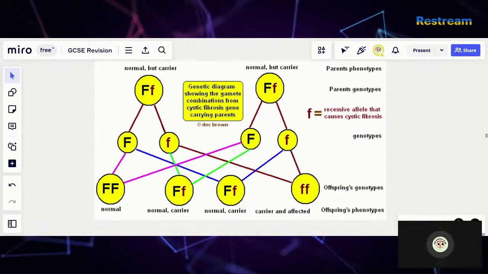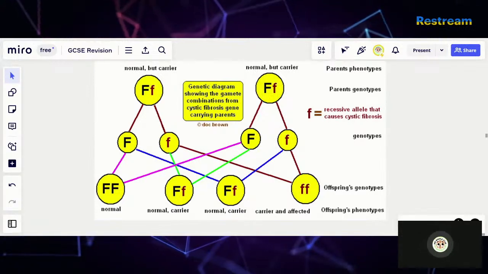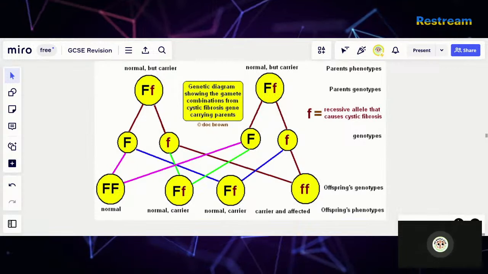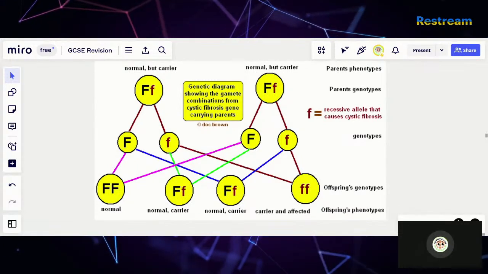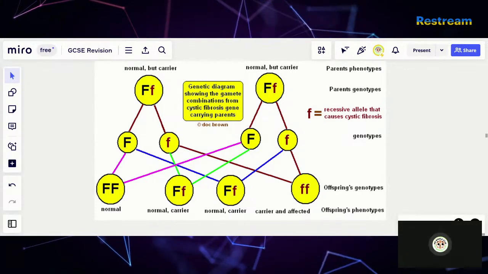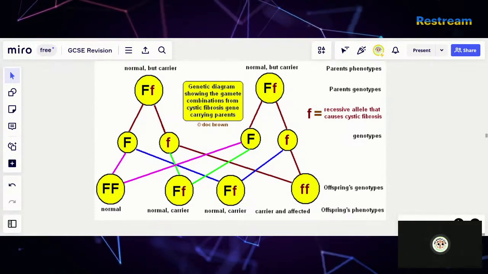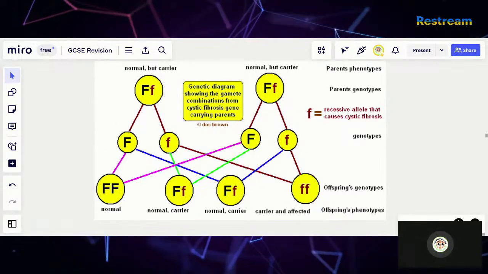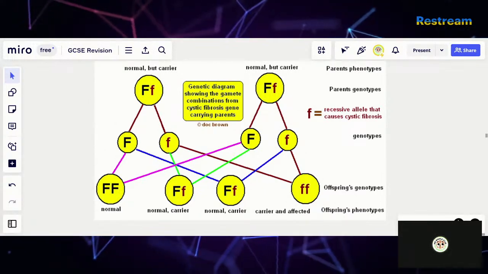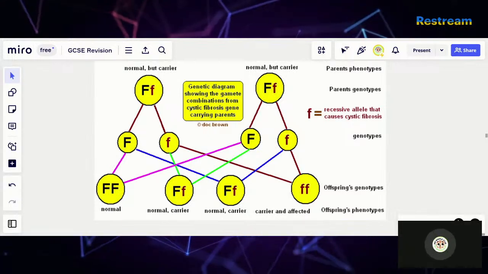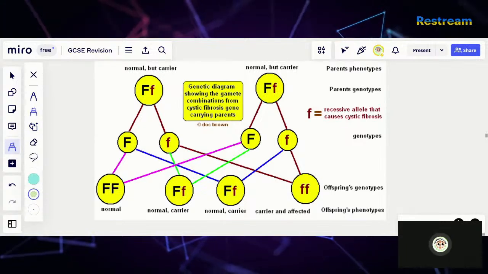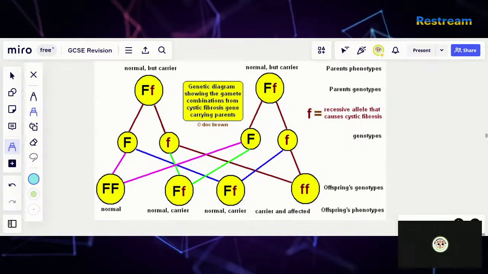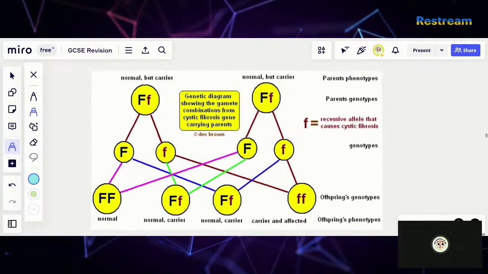Your genotype is a combination of all of the different alleles that you have. Your alleles work at a molecular level to determine what characteristic you have, your phenotype. So, in plain English, your genotype, the genes in you, determine your phenotype. At the top of this genetic diagram, you can see the parents' genotype. Well, okay, let's break this down for you.